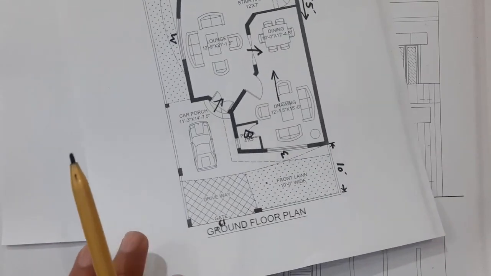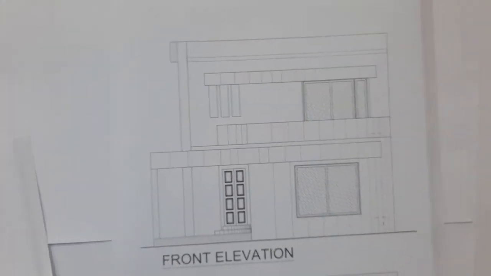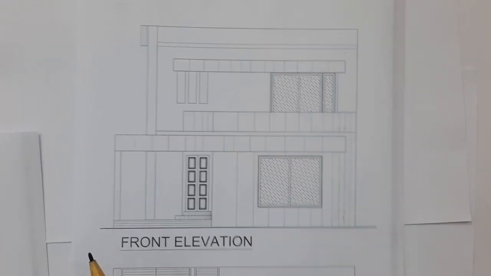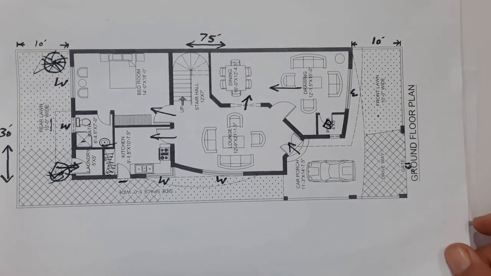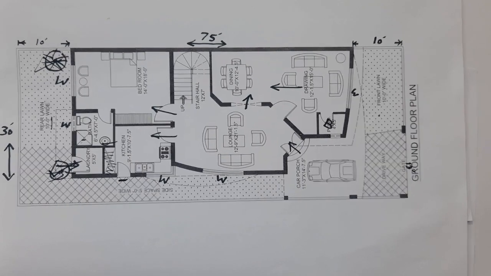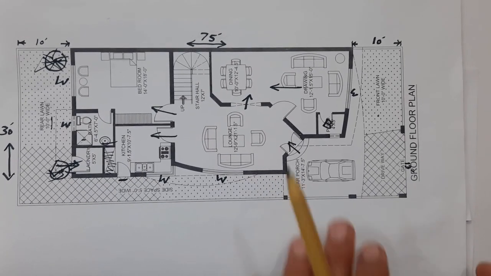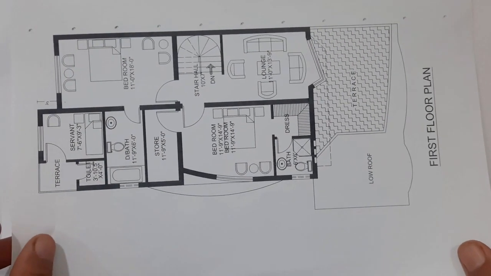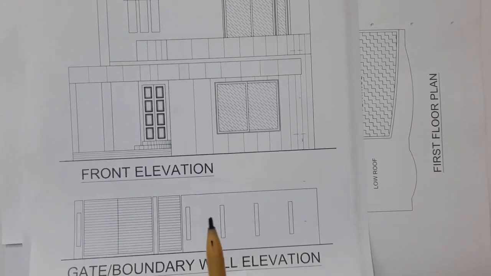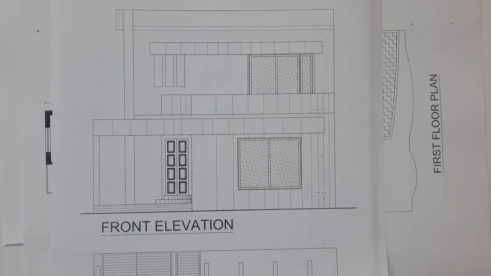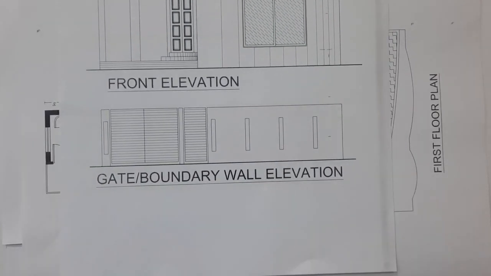You can see, guys, this is its elevation, and this is the gate boundary wall. So if you need to make a screenshot from this, now you are able to make a screenshot from this one. Let me focus. Now make a screenshot from the first floor, which is this one. So make a screenshot, and this is its elevation. You can make a screenshot from its elevation and also from the boundary wall.